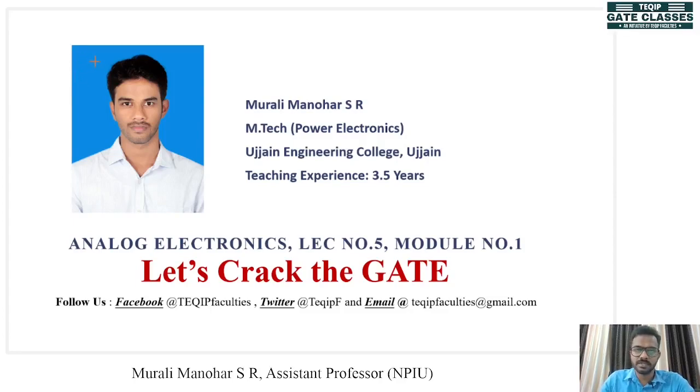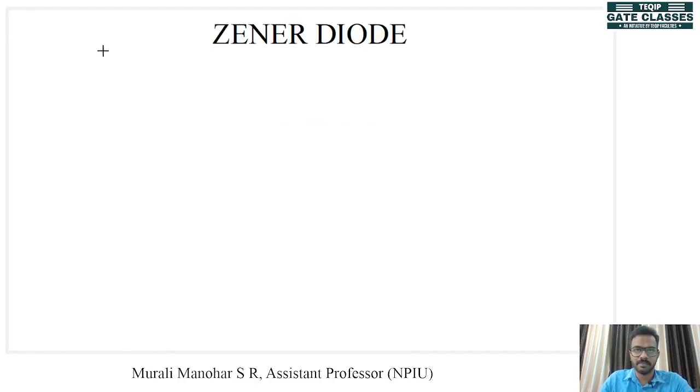In the last few lectures, we have seen how a diode is constructed, how it works, what is the equivalent circuit of a diode, and how a diode behaves in circuits. So today we will discuss a special type of diode, and that diode is called a Zener diode.